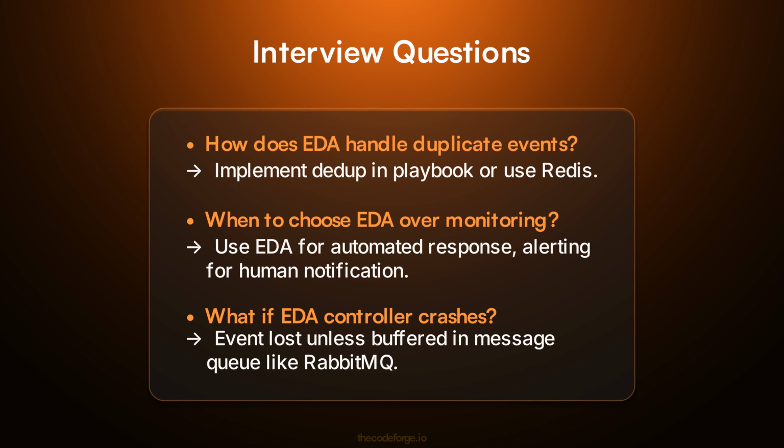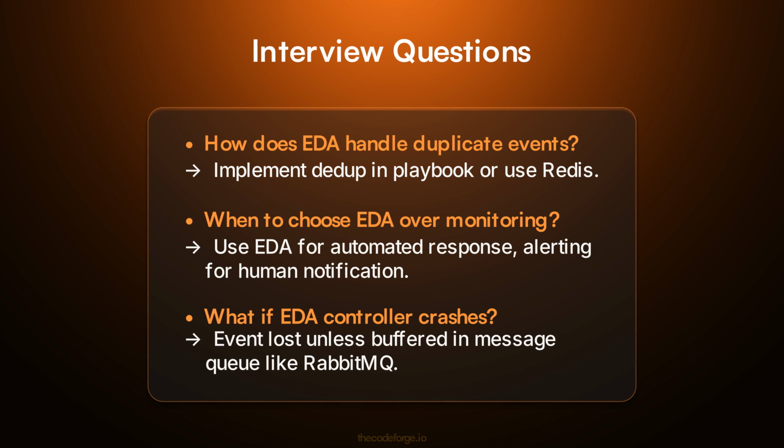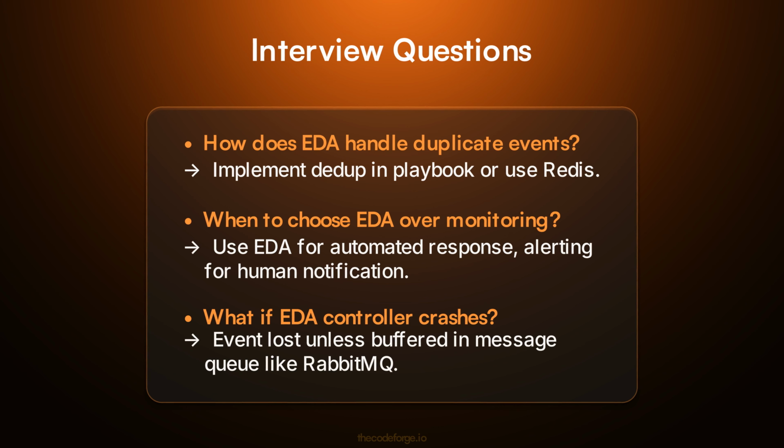Let's run through some common interview questions. How does EDA handle duplicate events? Implement dedup in the playbook or use Redis. When to choose EDA over monitoring? Use EDA for automated response, alerting for human notification. What if the EDA controller crashes? Events are lost unless buffered in a message queue like RabbitMQ.